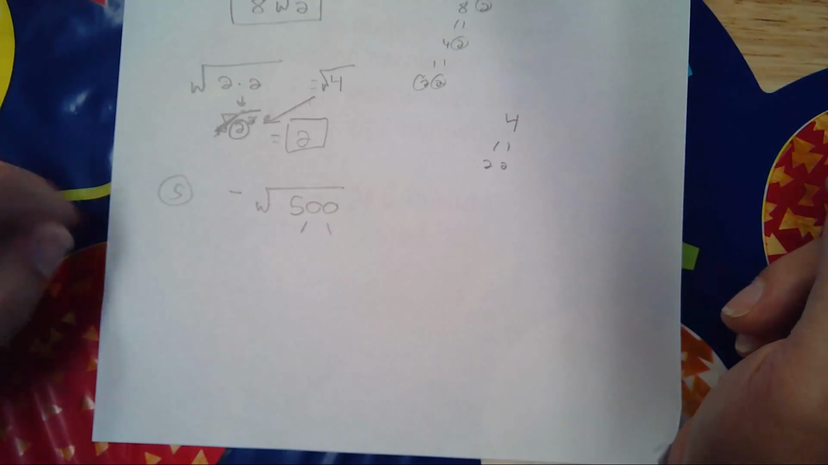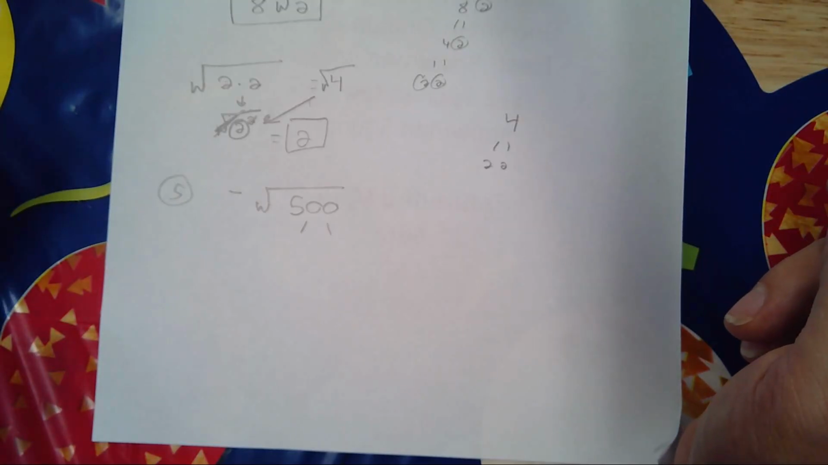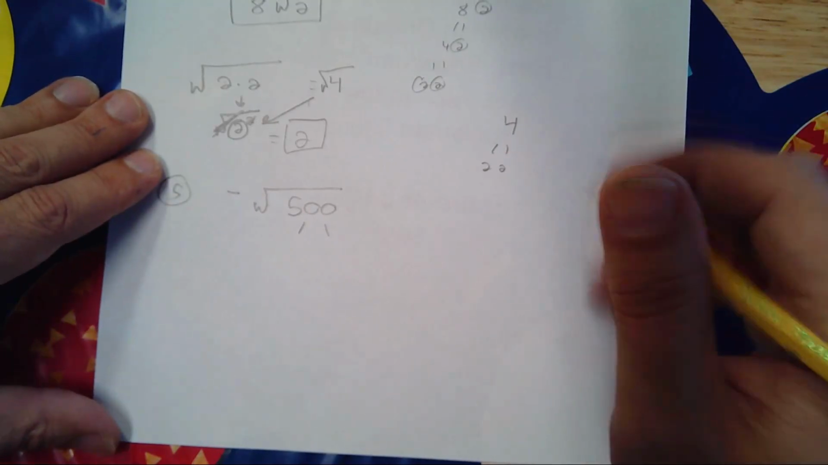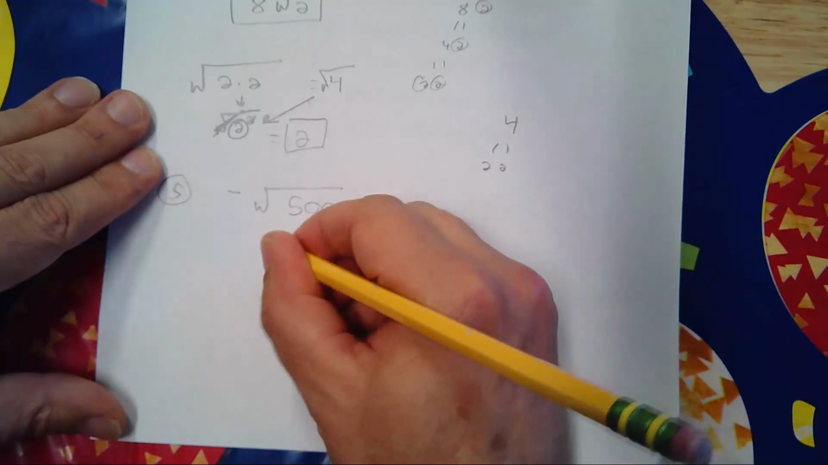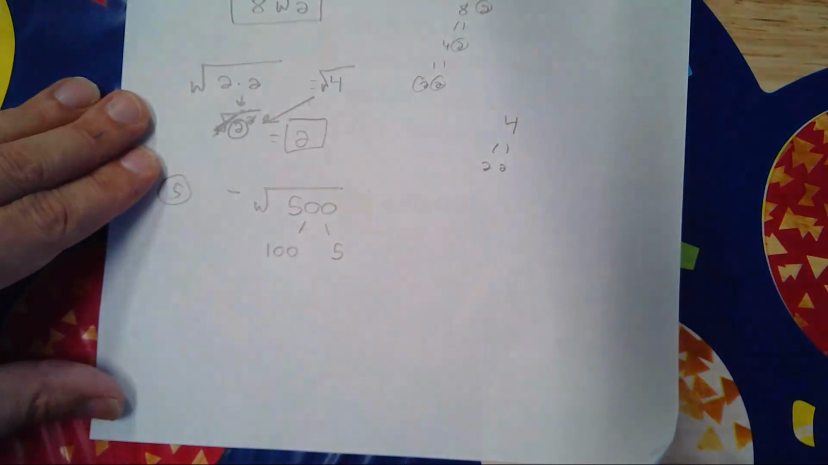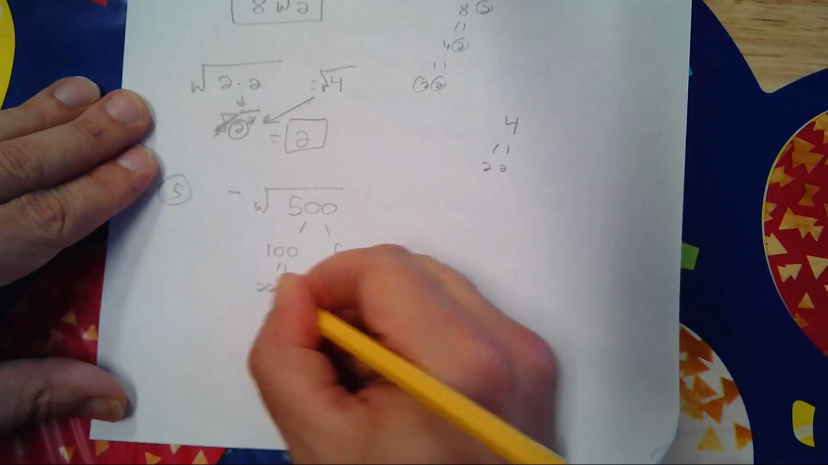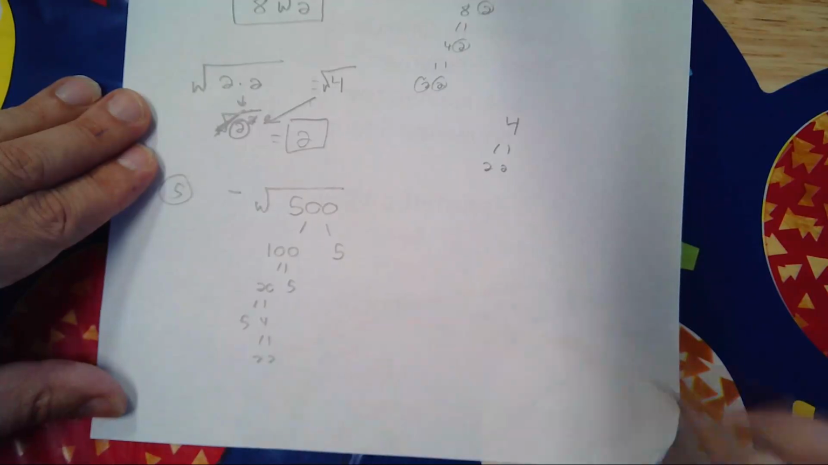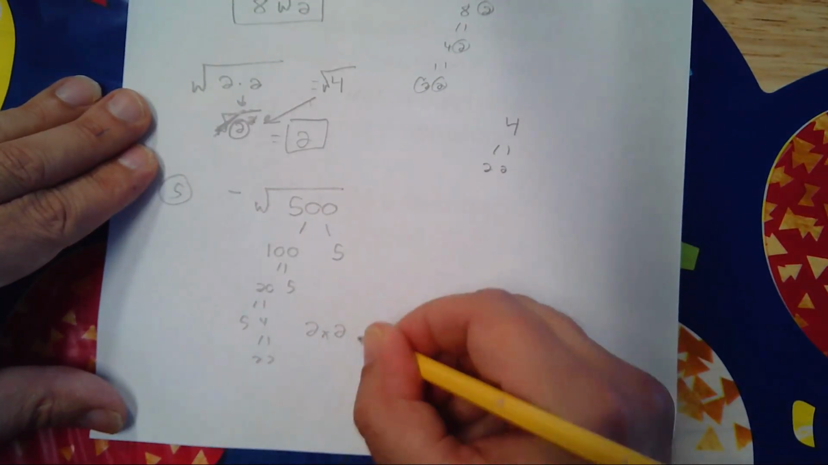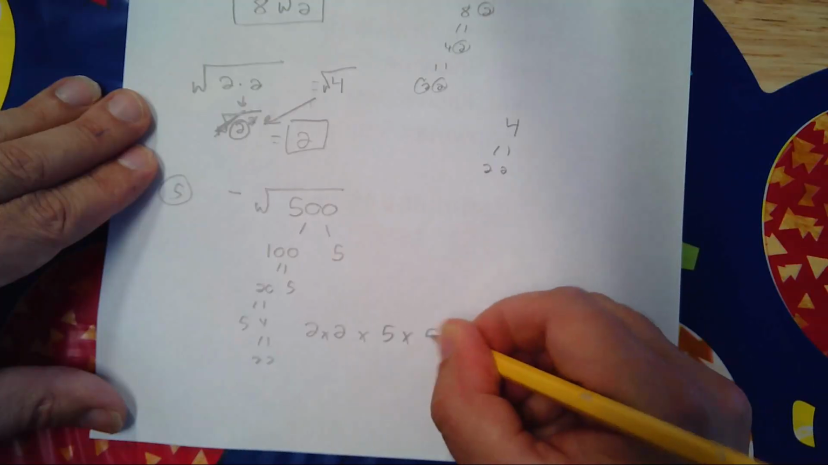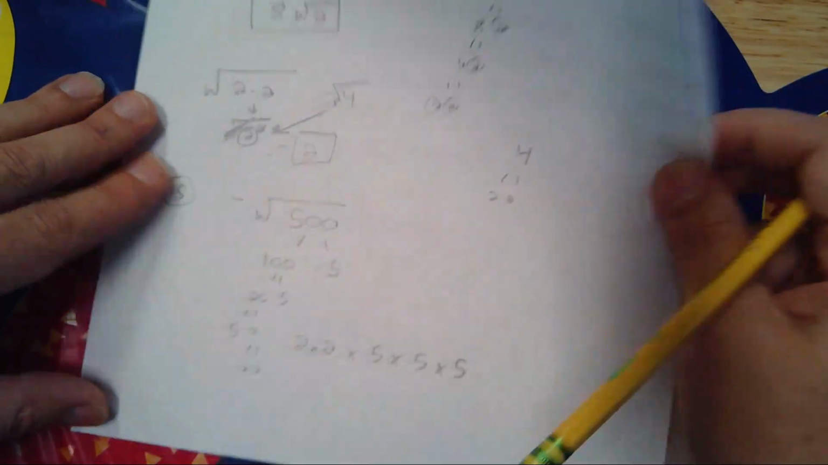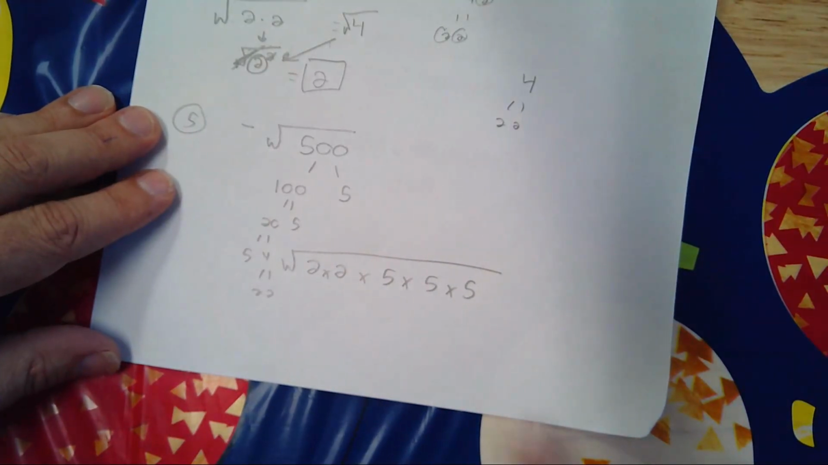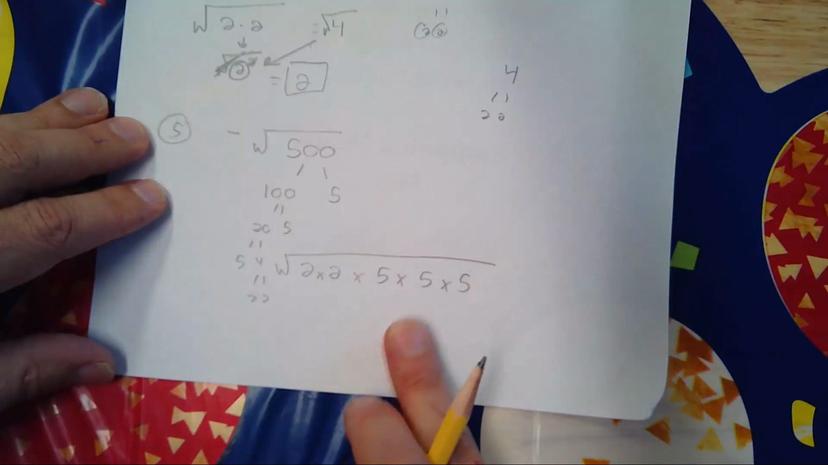Again, we may take different paths, but we should all end up with the same bottom line. Personally, I'm just going to do 10 times 50, and I'm going to do 20 and 5, and then 5 and 4, and 2 and 2. So 2 times 2 times 5 times 5 times 5. Did we all get that? Yeah? Colin, still working on it?